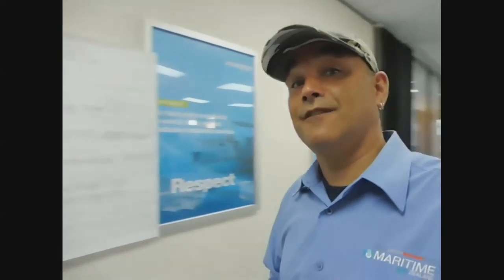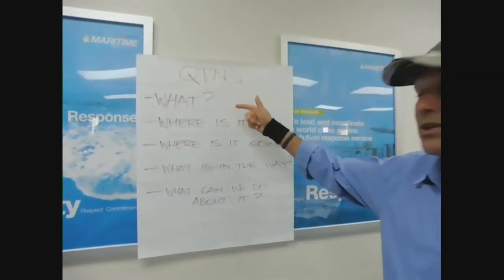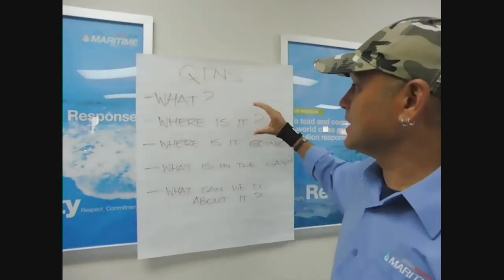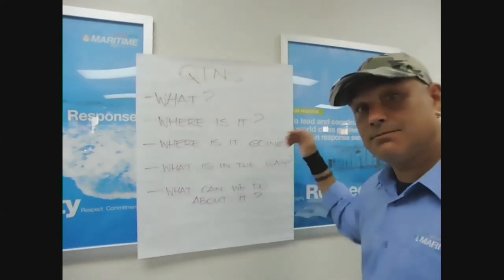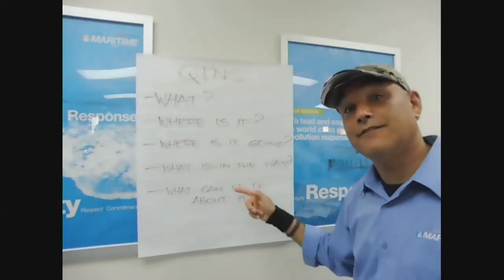For us, we've got five key questions. If I pan a little bit this way: what happened, as in, what caused an oil spill? Where is it? So currently, where is the spill? Where's it going? A bit of trajectory modeling. And then, what's in the way, and what can we do about it? Those are our five key points.